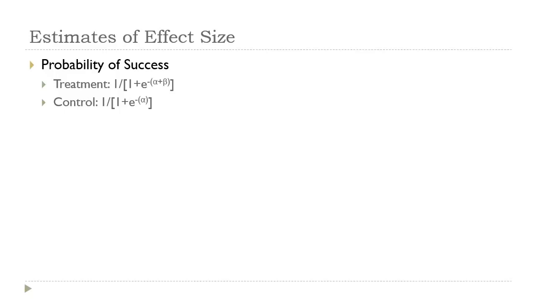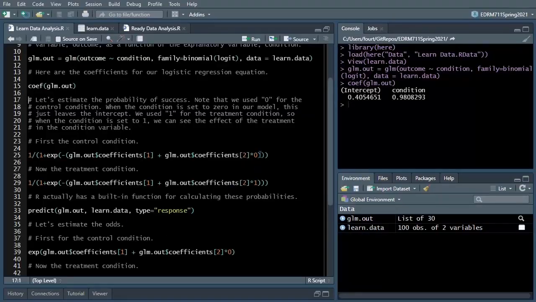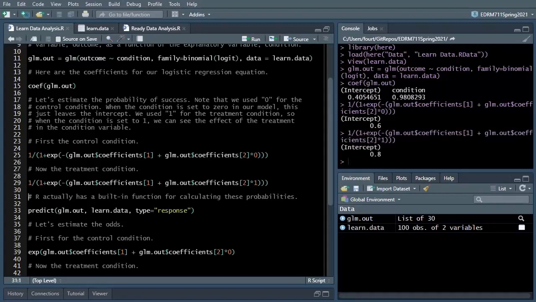If we go back and look at my slide, we see for the control condition, it's the reciprocal of 1 plus e raised to the negative alpha. Now I could have put negative alpha plus beta, because note that the beta is going to cancel out because we have indicated a 0 for x for the control condition. So here, if you look at it, I have put in the coefficients for alpha and beta, but notice over here that the second coefficient is multiplied by x, which is 0. So that actually cancels out. Down here on line 29, I've indicated a 1 because that's going to be for the treatment condition. So if we calculate for the control condition, we get 0.6, and if we calculate for the treatment condition, 0.8.